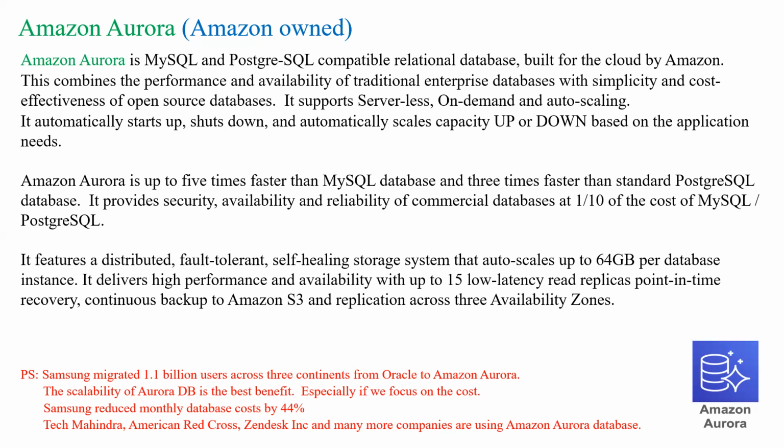So Amazon Aurora automatically starts up, shuts down, and also automatically scales the capacity up or down based on the application needs. Amazon Aurora is up to 5 times faster than MySQL database and 3 times faster than standard PostgreSQL database. It provides the security, availability, and reliability of commercial databases at 1/10 the cost of MySQL and PostgreSQL databases. So when Amazon is offering at such a steep discount price, and at the same time this database works much faster, why do you think customers will still go for MySQL or PostgreSQL?